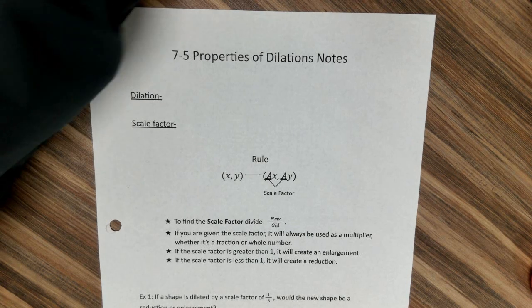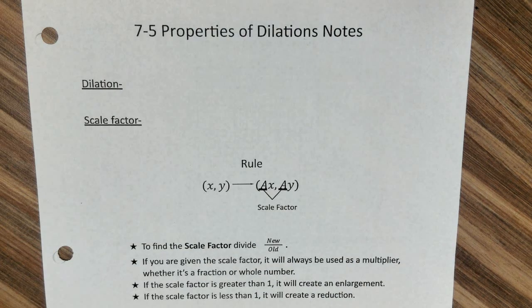Today we're going to learn our last transformation. We have been through every single one of them except this one. So let's very quickly go through all the transformations. A translation is a slide. A reflection is a flip. And a rotation is a turn.